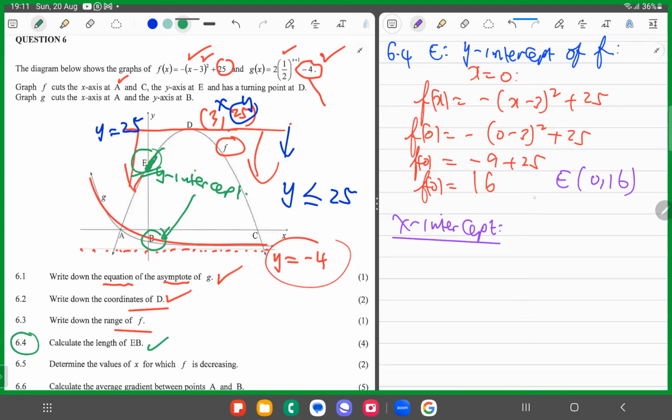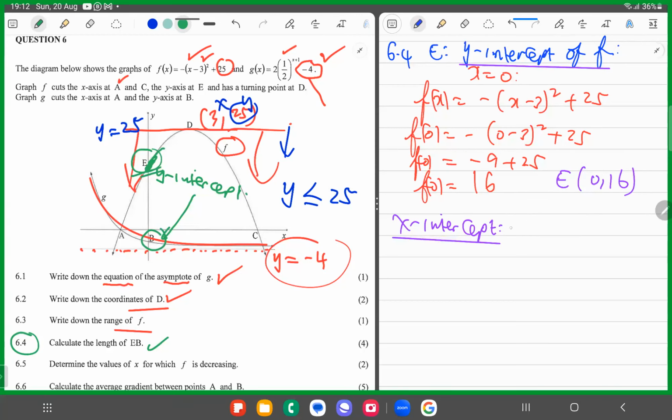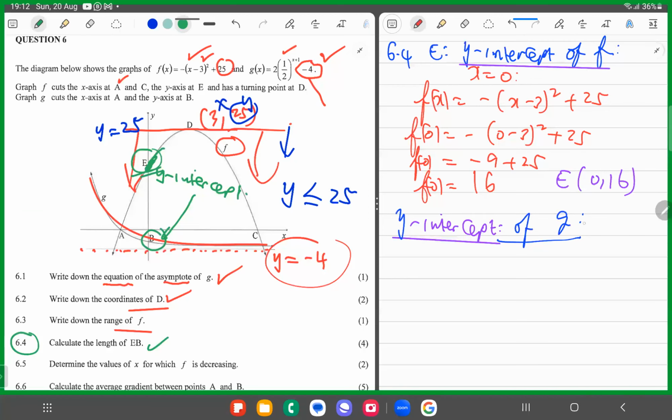The x-intercept, how do you get the x-intercept? You also let y be 0. Well, the y-intercept, that's what I'm talking about. The y-intercept now of the function g. So the y-intercept of g, you let x be 0.